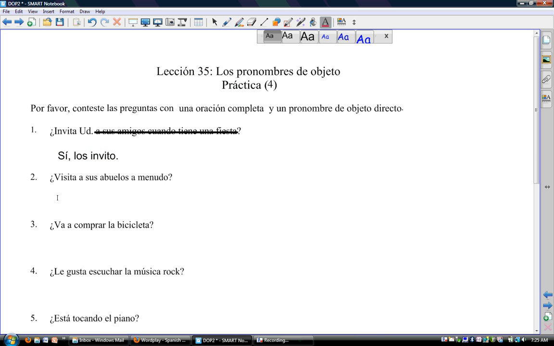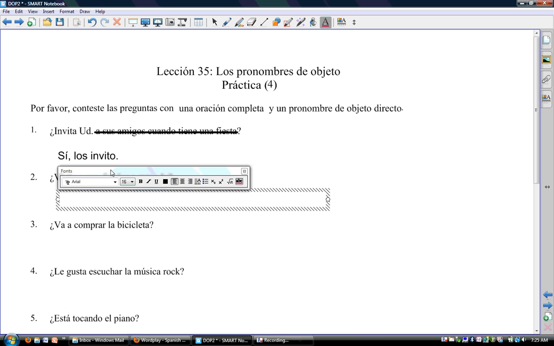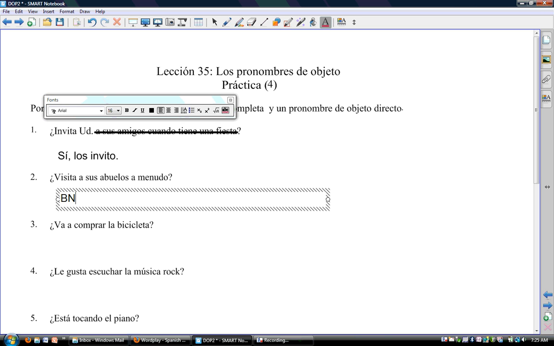Number two is asking, do you visit your grandparents a lot? So I don't visit my grandparents a lot, so I'm going to say no. I can just put one no, or I can put two. If I put two, what I'm saying is no, I don't. If I just put one, it's saying I don't. Again, I'm talking about myself, so I just changed the ending on that very first word to o.